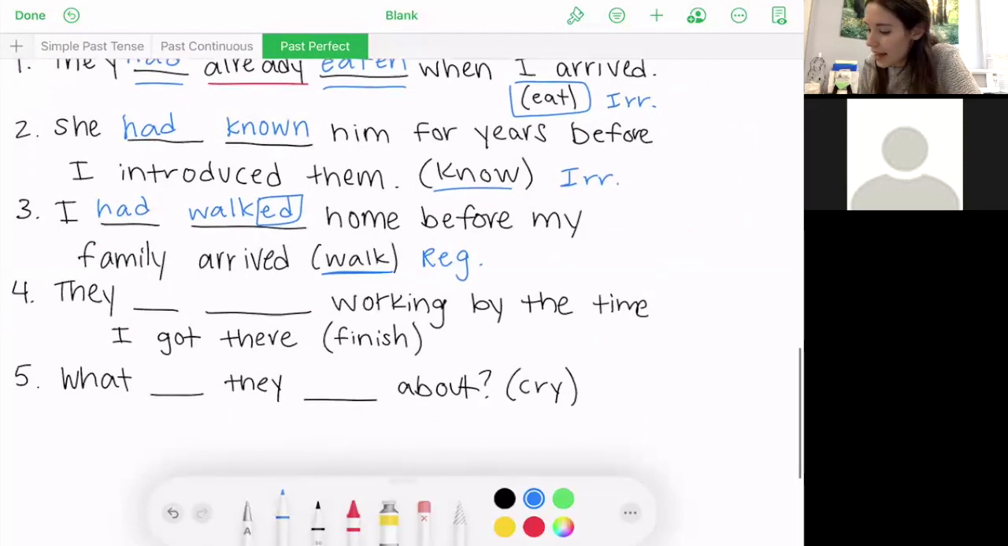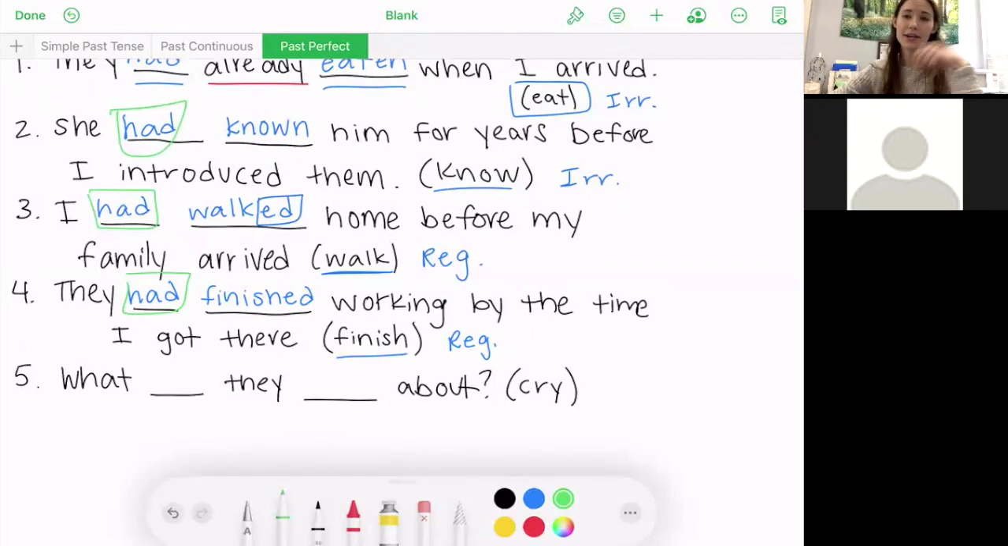Number 4, they blank blank working by the time I got there. Our word is finish. This is a regular verb, and so you should do this one pretty quick. There's our answer. They had finished. Again, you're starting to recognize, always use the same word, had. We always need the word had when we are talking past tense, past perfect tense. All right, and our last one.